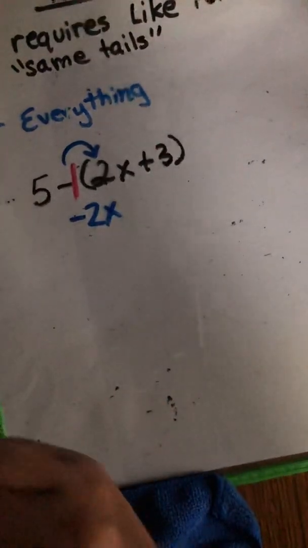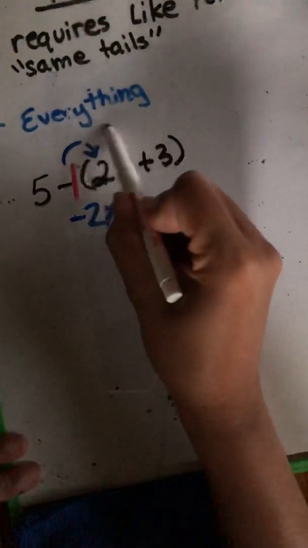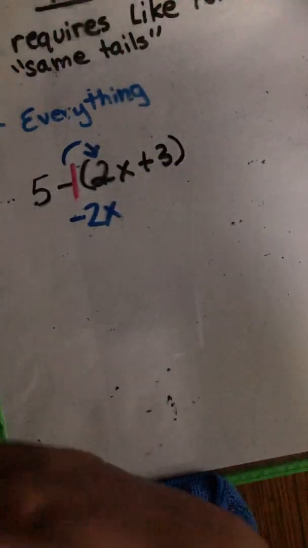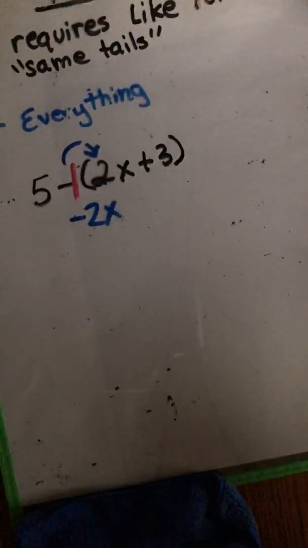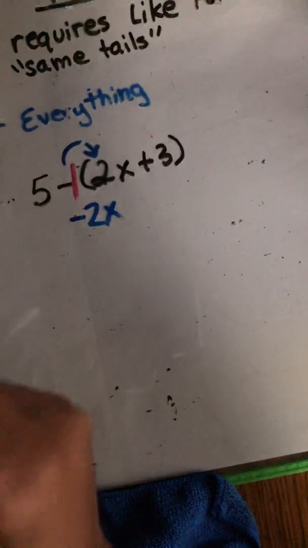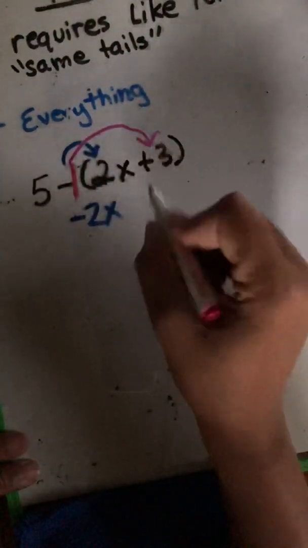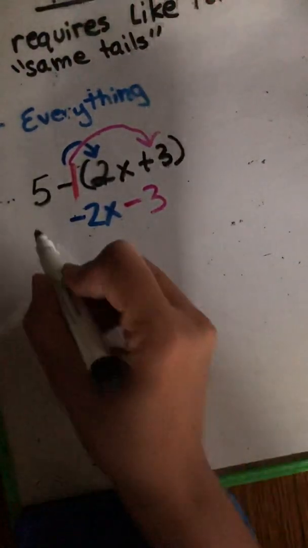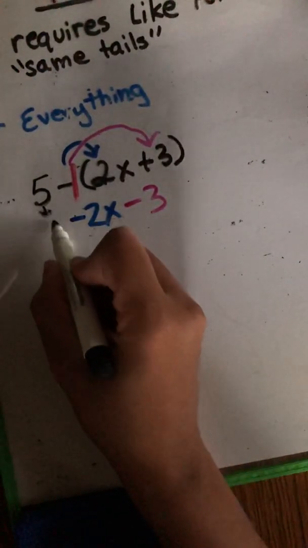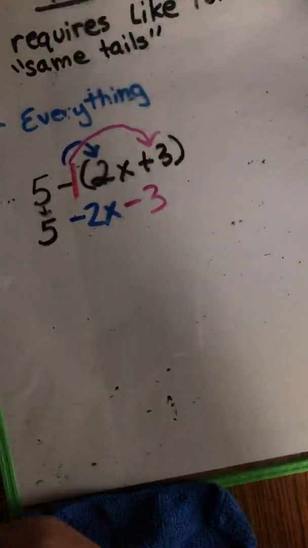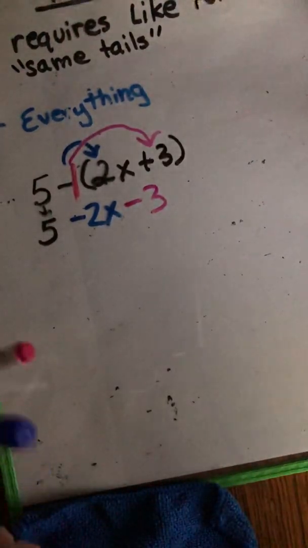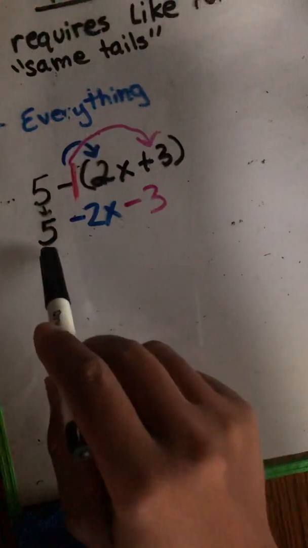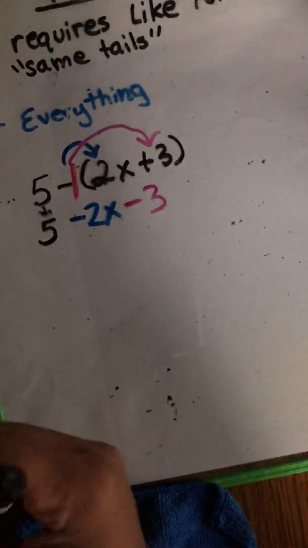And then a negative 1 times a 3, my marker is dying. Negative 1 times a 3 is a negative 3. This 5 I didn't use, so we're just going to drop it down. Don't forget about that 5. 5 is still an important part of the problem. Now I have 3 terms. Sometimes you can clean it up, sometimes you can't. In this case, we definitely can.